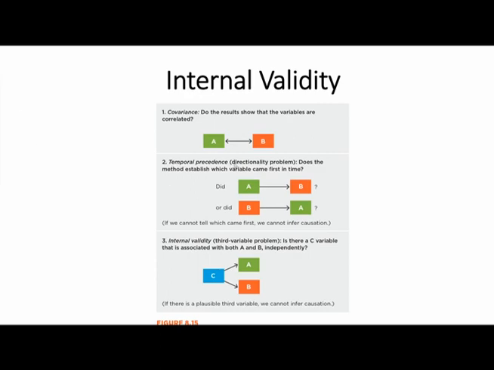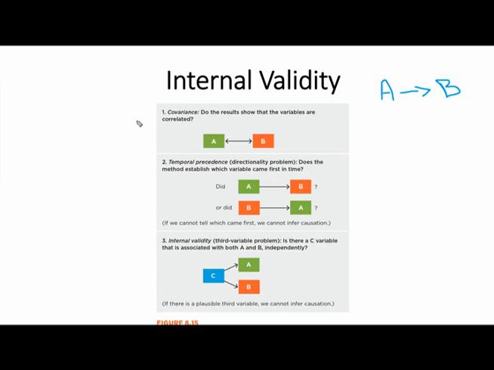So this is the idea of directionality. If we're trying to get to A causes B, then we need to show that A comes before B. And so this is showing us that if A and B are correlated, we don't really know if A caused B or if B caused A. So when we're just looking at the kinds of correlations we've been talking about, we don't really know which one came first. So it's very hard to infer causation because we don't have that directionality.